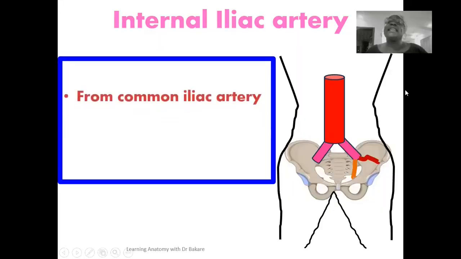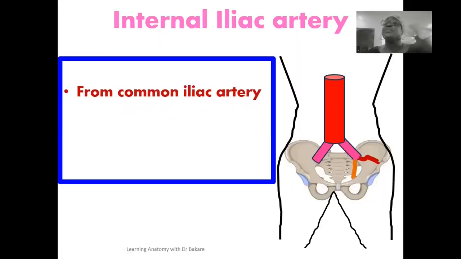So the internal iliac artery is an emergence from the common iliac artery. We already described this in our previous slide. Using this image here by the side, this is where we have the common iliac artery. We say that the common iliac artery is an emergence from the abdominal aorta. I have put up a lecture on the common iliac artery. If you want to check up that lecture, please kindly go and do so.